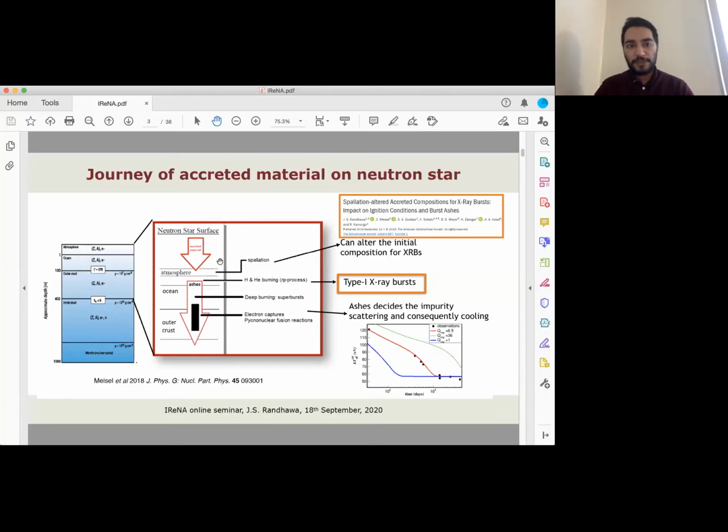So the nuclear processes which are happening here dictate what happens in the core and in the outer crust, and the processes in the outer crust, for example the heat generated from these reactions, impact the X-ray burst. So that is our understanding. What I'm going to talk about today is the spallation reactions and how they can alter the initial composition. And then I will talk about the type 1 X-ray burst and the reactions we have been trying to constrain, which directly impact the X-ray burst light curves.